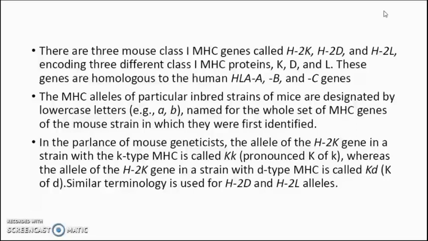The MHC alleles of particular inbred strains of mice are designated by lowercase letters, for example a, b, named for the whole set of MHC genes of the mouse strain in which they were first identified. In the parlance of mouse geneticists, the allele of the H2K gene in a strain with the k-type MHC is called K of k, whereas the allele of the H2K gene in a strain with d-type MHC is called K of d. Similar terminology is used for the H2D and H2L alleles.